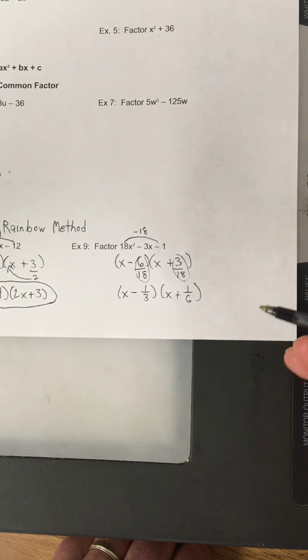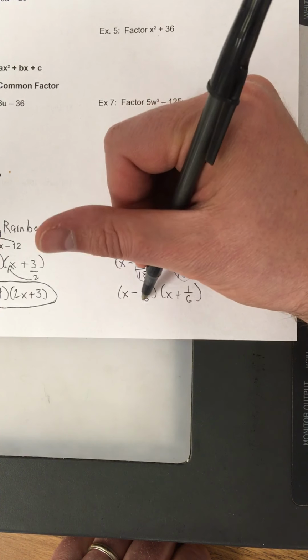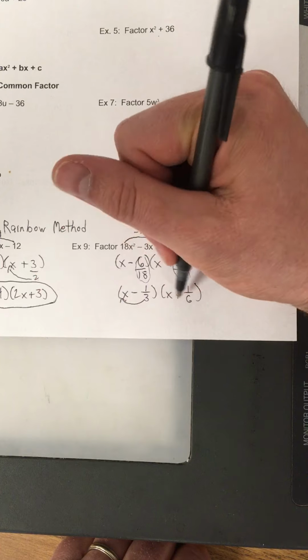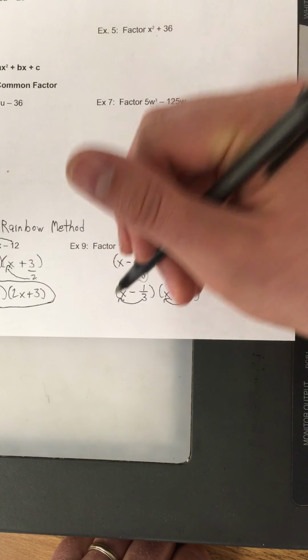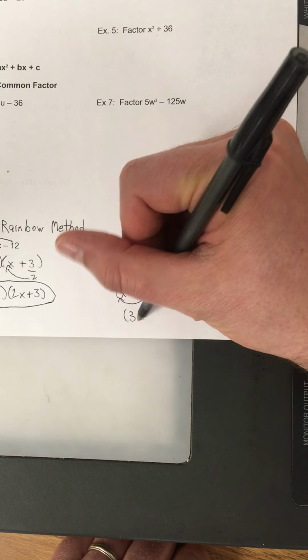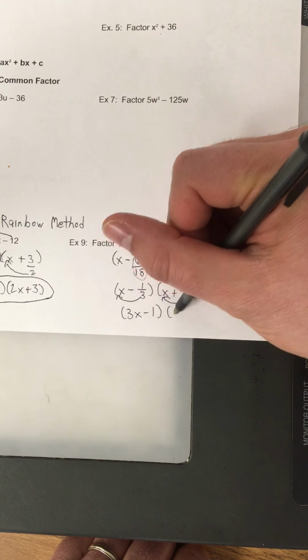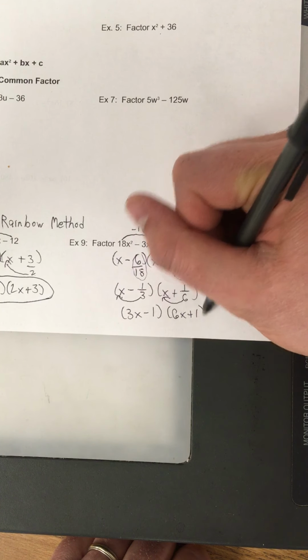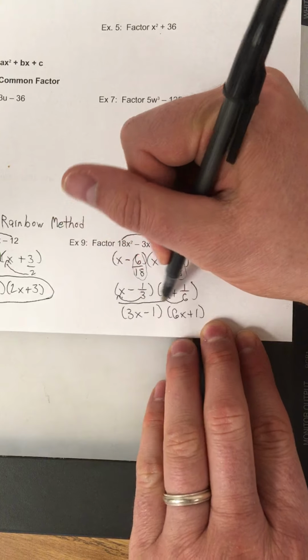All right, and again, I don't want fractions in my factors. So if you can't divide it, you just move that bottom in front of the x. So this is going to factor into 3x minus 1 and 6x plus 1. Those are my factors, and it works.